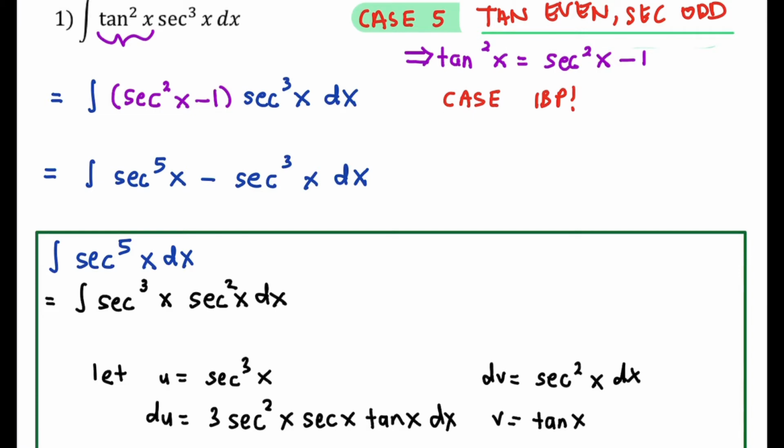So now let's expand this. So we'll have integrate secant to the power of 5x minus secant cube x dx. So now let's solve this one first. Integrate secant to the power of 5 of x dx. Of course, we need to use IBP as written in our guideline. So let's split power of 5. This will become integrate secant cube x secant squared x dx.